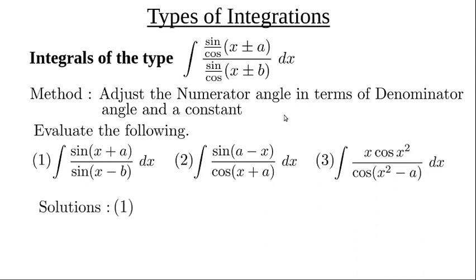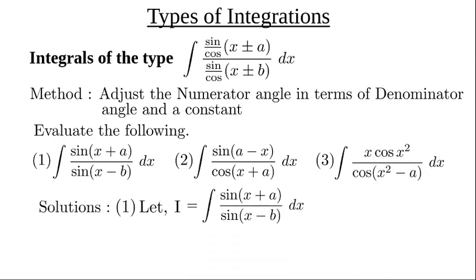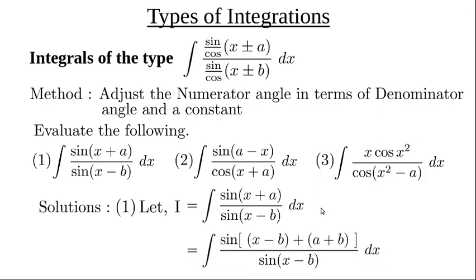So in the first one, we have integration of sin(x + a) upon sin(x − b) dx. As per this rule or method, I have to get x − b here, for which I will subtract b and add b. So it becomes sin of (x − b + a + b). If you open the bracket, you will get back this.